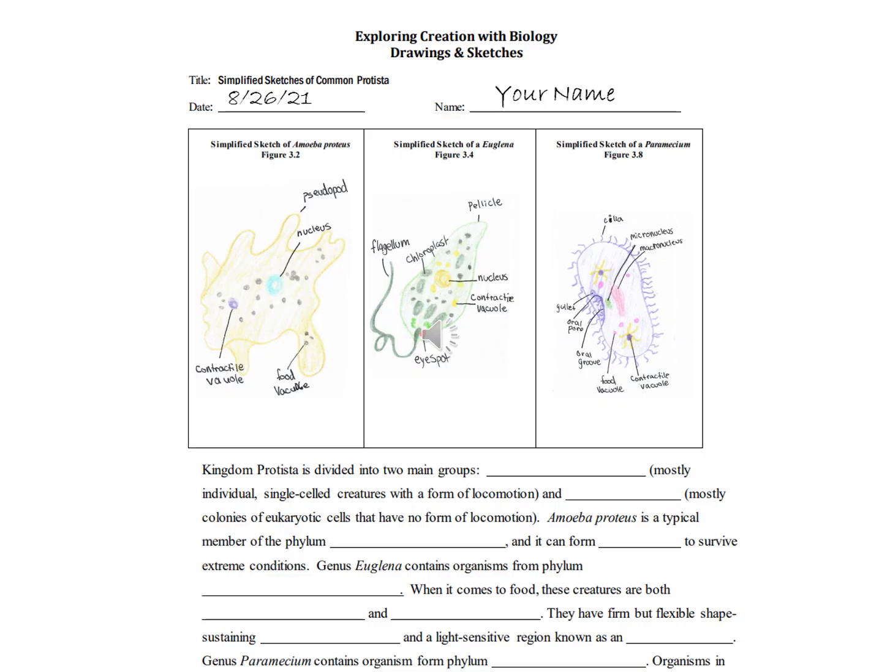And so once again, we're going to fill in the blanks. Kingdom Protista is divided into two main groups: the protozoa, which are mostly individual single-celled creatures with a form of locomotion, and algae, mostly colonies of eukaryotic cells that have no form of locomotion. And so from there, we'll go ahead and fill in the rest of the blanks.